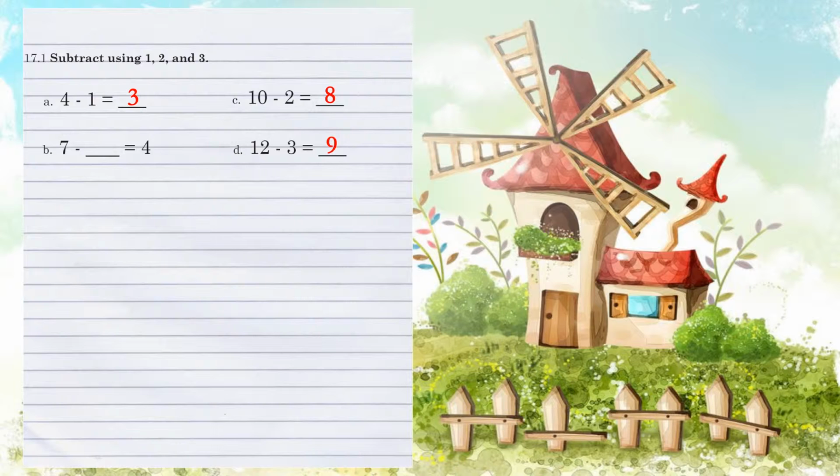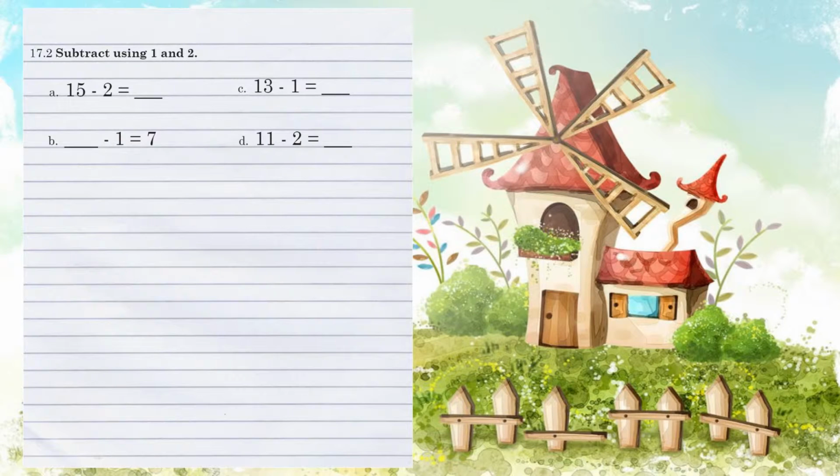Example B, 7 minus what number equals 4? So we have to figure out how many we'd have to take away from 7 so that we have 4 items left. So let's just count backwards. We have 6, 5, 4. How many times did we move? 3 times. So we're subtracting 3.